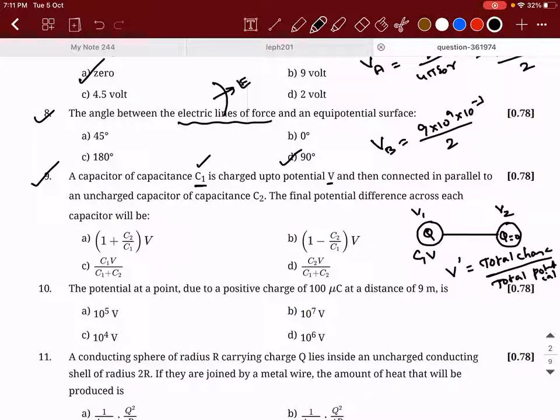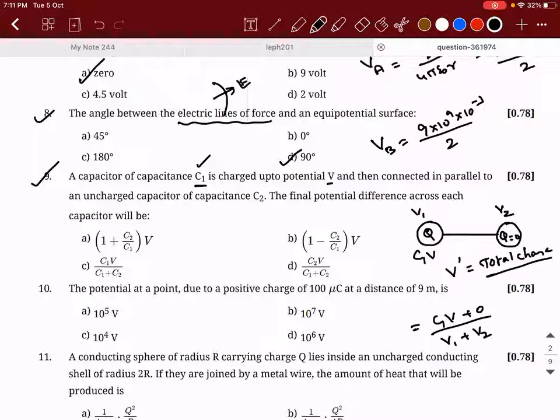Guys, everyone, are you able to understand? So what is the total charge of the system? The charge is conserved. C1V plus 0, divided by total potential, V1 plus V2. Initially, what is V1? Sorry, what did I write? By total potential. Total charge divided by total capacitance.